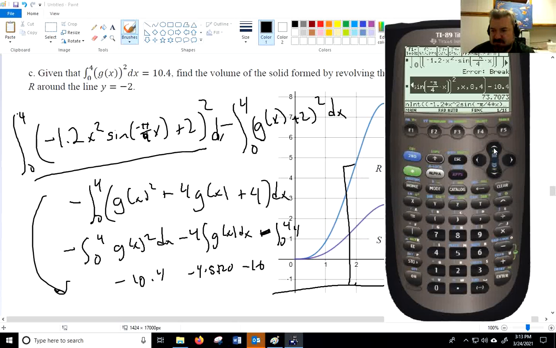Let's do that. So I'll be using a numeric integrate again. So I've got negative 1.2 x squared times sine of negative pi over 4 of x, and all that is squared, but I'm going to add a plus 2. And then at the end, I'm going to do minus 10.4, minus 4 times 5.120, and then minus 16. And hopefully we get an answer relatively quickly. We get 111.381.